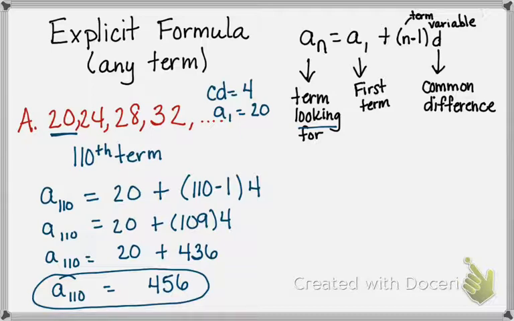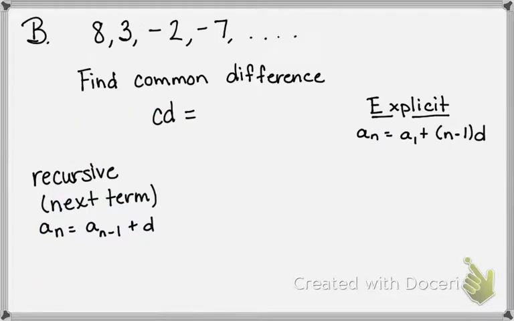All right, let's try another one. See if you can do this one on your own. So our pattern here is 8, 3, -2, -7. I'm going to give you a hint to find the common difference first, and then I want you to find your recursive, what your next term would be using the formula, and your explicit, I want you to find the 50th term. All right, pause the video, try your work, and then come back and check.